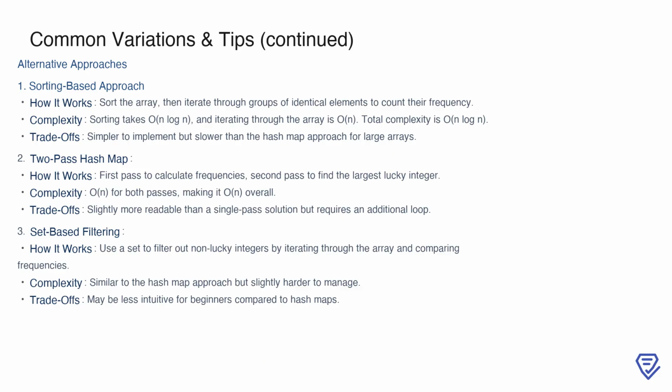Another alternative is the two-pass hash map technique, where the first pass calculates frequencies, and the second pass identifies the largest lucky integer. This approach has an overall complexity of O(n), and is slightly more readable than a single-pass solution, though it does require traversing the array twice. Lastly, there's the set-based filtering method, which involves using a set to filter out non-lucky integers. This still has a similar complexity to the hash map approach but can be a bit less intuitive, especially for beginners. Each of these methods has its trade-offs, so it's important to choose the one that best fits the problem constraints and your comfort with the implementation.